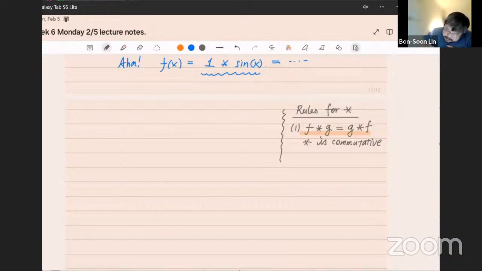Okay. Rule 2. Star has another property. Well, star looks like multiplication, right? So what should we expect for f star the quantity g plus h? Well, this is exactly what you expect. This is f star g plus f star h. So here we say that star distributes over sum. It's kind of like multiplication. Star is distributive.